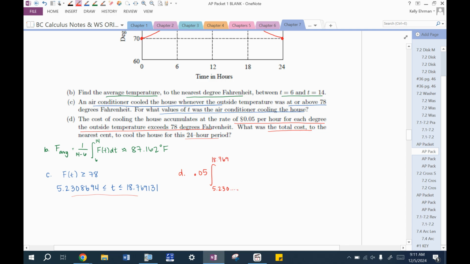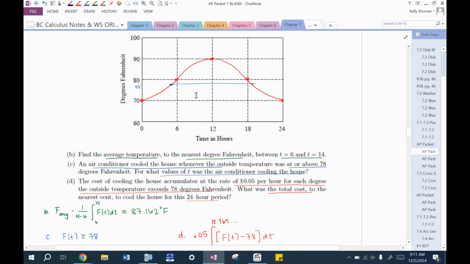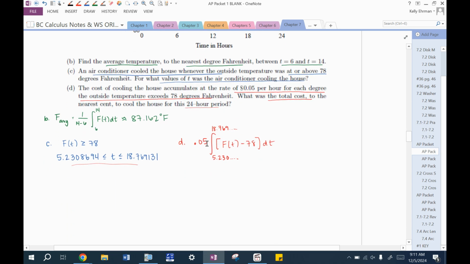I'm not going to count off on our tests if you do that. AP test, I don't know. Maybe I can get away with that since I have it written down here, or maybe you should write it all out. And then what were we looking at? We were looking at the equation f of t minus 78 dt, right? Because this would add up how many degrees total we are over 78, and then multiplying that by 5 cents.